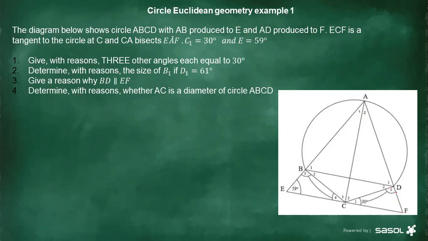After extending that line from D, there is point F. And then we have ECF, which is a tangent to a circle at C, and CA bisects angle EAF. You can see the line CA is this one. They are saying it bisects angle EAF.